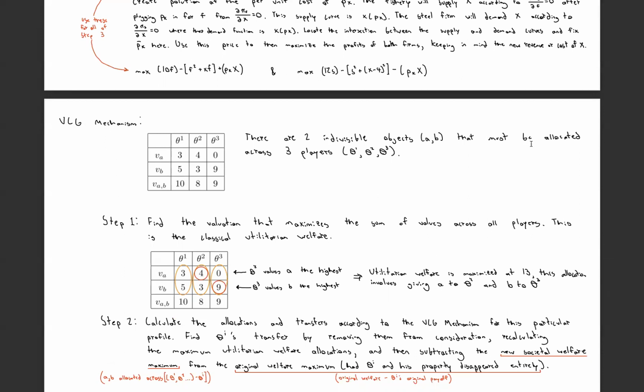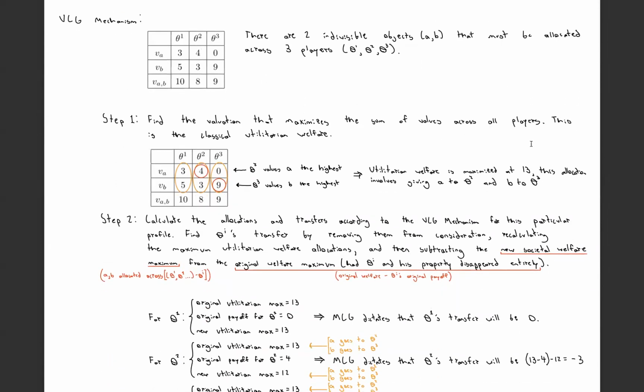So we can see here theta 2 values A the highest, whereas theta 3 values B the highest. Utilitarian welfare is maximized at 13. And this allocation involves giving A to theta 2 and B to theta 3.